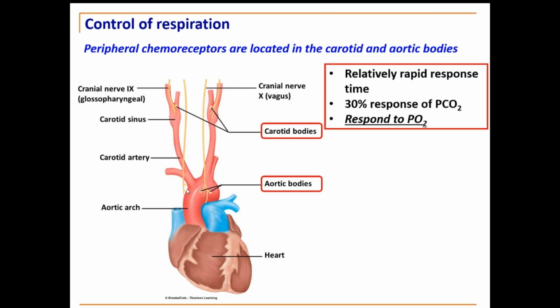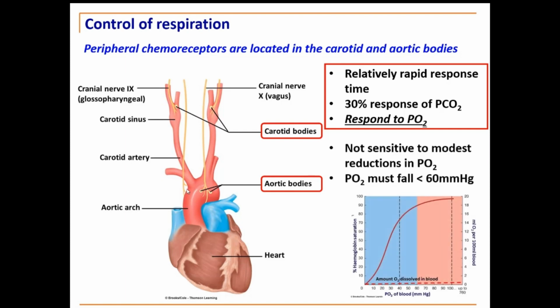They have a relatively rapid response time in comparison to the central chemoreceptors, but they're not as sensitive to CO2. They provide about 30% of the response to CO2, which, remember, is the major driver for ventilation, but it's the central chemoreceptors that are the main driver. They are important, though, in terms of their response to the partial pressure of oxygen.